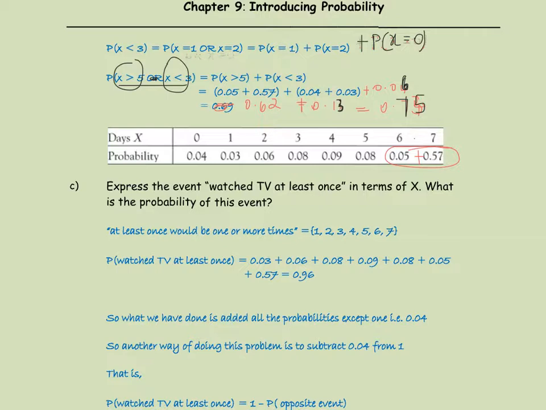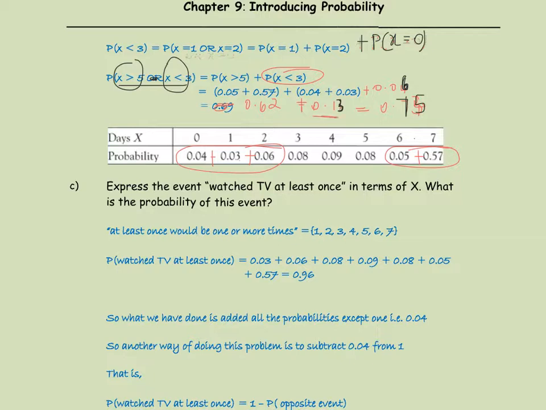And next, for the probability of x to be less than 3, it can be 0, 1, or 2, which means we add the probabilities of 0, 1, and 2 to get the probability of x less than 3. So 6 plus 4 is 10, plus 3, 13.